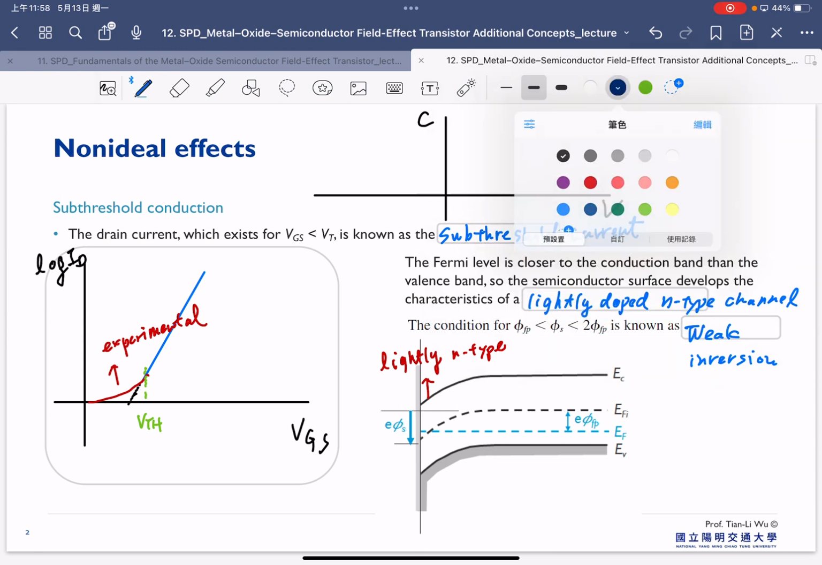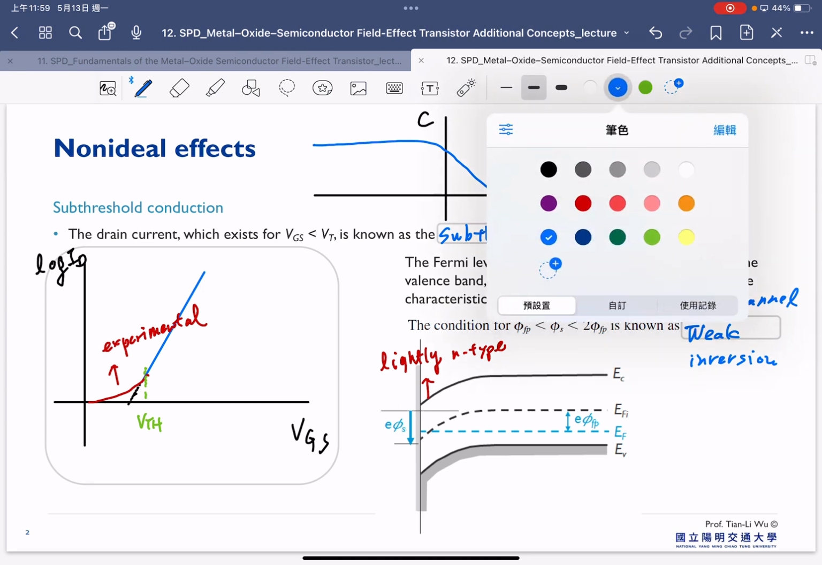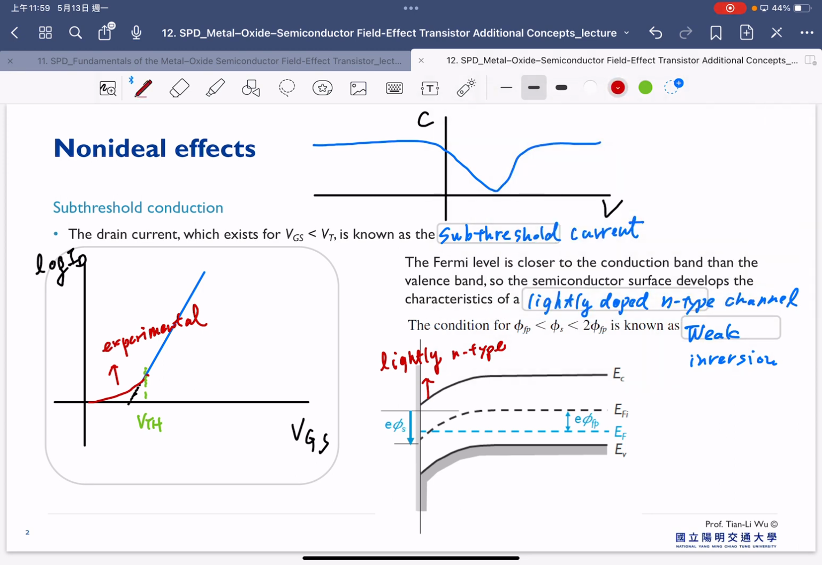In the CV curve, we all know there is also a region called weak inversion, which will be here. So this region is weak inversion, and this region is already where we can have the current.